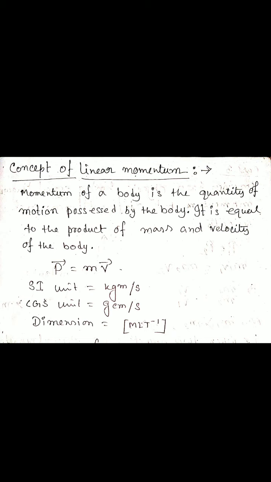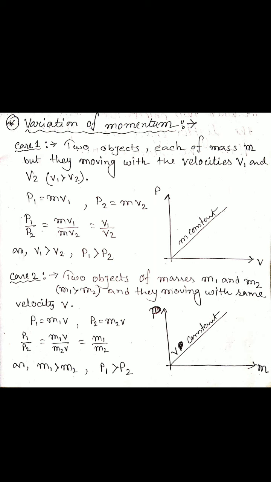Now here we discuss some variation of momentum. That means we draw some graphs, because we get two situations. In one situation, mass is constant, but the velocity is different. In another situation, velocity is the same, but the mass is different. So depending upon which quantity is constant, we can draw different types of graphs. This is called variation of momentum: how the momentum will vary if any one quantity is constant.